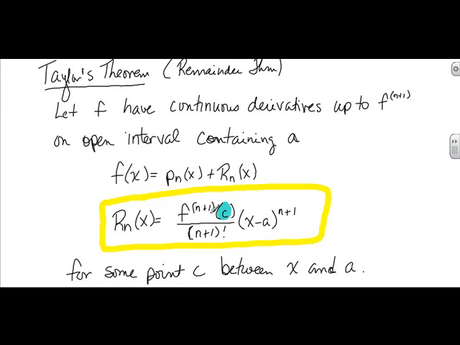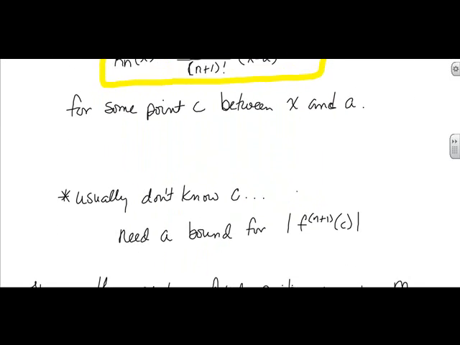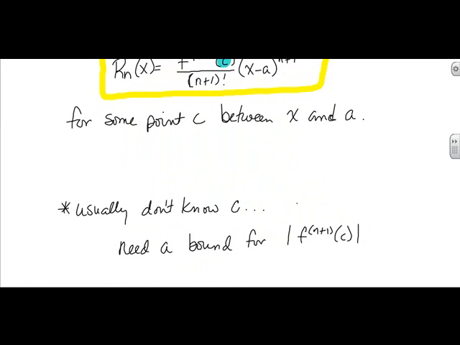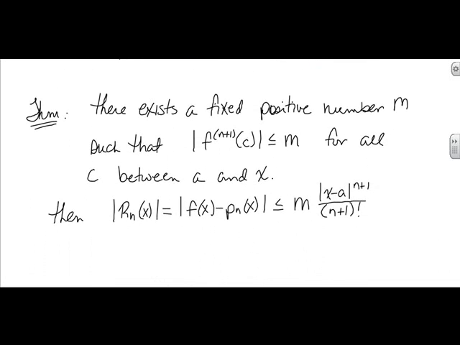Now the key is, we usually don't know what that number c is. We don't have a value for c. So what we kind of have to think about is, what is an upper bound for the absolute value of that derivative evaluated at c? So if we can come up with some upper bound that we know all of our derivative values are going to stay less than or equal to, then we can make this work. And there's another theorem that helps us kind of think through that.